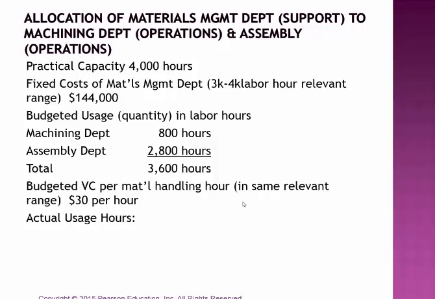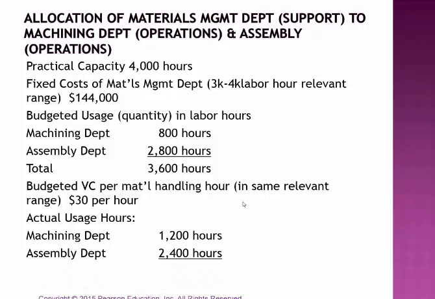Actual usage hours for the scenario we're looking at: machining actually uses 1,200 hours, and the assembly department used 2,400 hours. Okay, so notice here the machining department is using 400 more, and the assembly department has actually used 400 less. All right, so our total hours still is the same. However, look at the changes between what was budgeted usage and what was actual usage. I also want you to notice that we have a relevant range of 4,000 on the high end, and again, the practical capacity of 4,000 hours. Okay, so notice right off the bat, folks, we have not used 400 hours worth of the materials management department's time. All right, let's take this information right here and go do the single rate method.